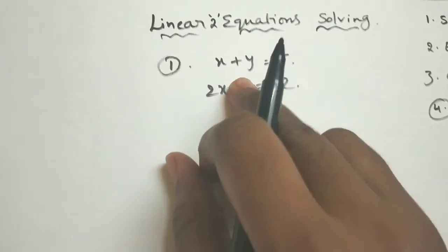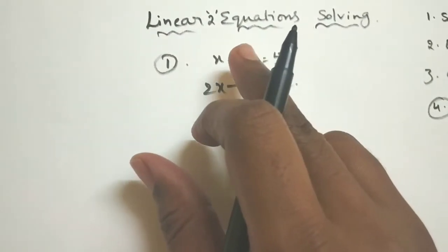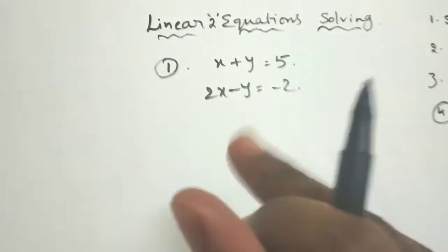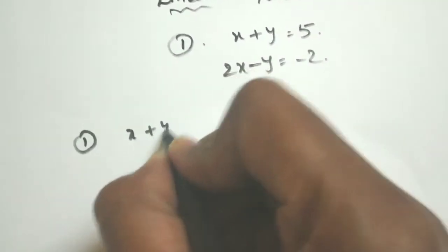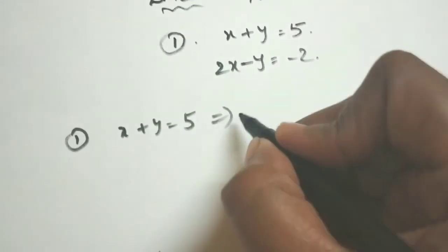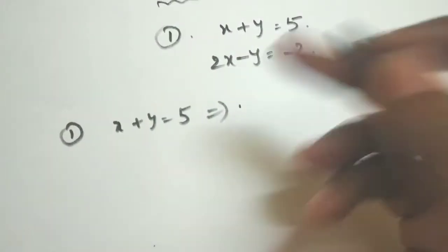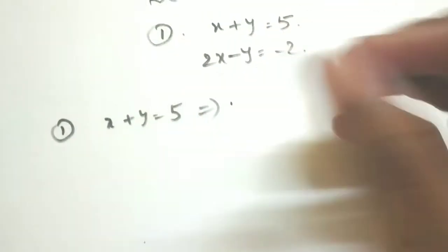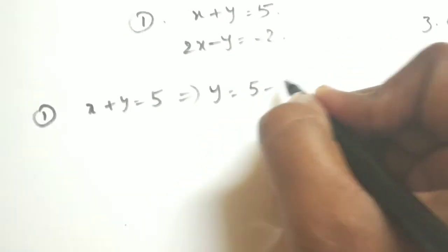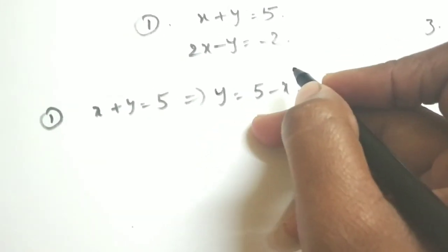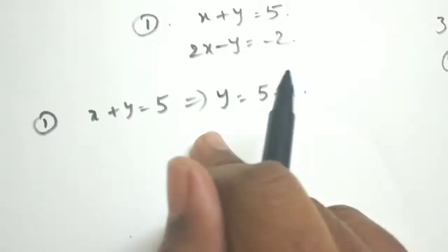Substitution method means that in place of x or y, either one, we are going to substitute. In the first equation, x plus y equal to 5, take x is equal to something or y is equal to something. The remaining we should transpose to the other side. Here I am taking y is equal to 5 minus x. Okay, substitute this in the second.